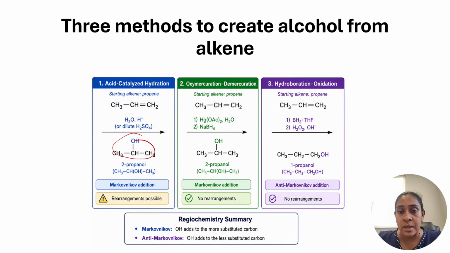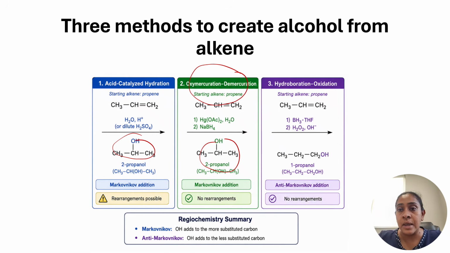The second method is oxymercuration demercuration. This reaction also gives a Markovnikov alcohol, so the OH group is added to the more substituted carbon. The reaction is carried out in two steps. First, using mercuric acetate and water, followed by sodium borohydride. Propene again produces 2-propanol. An important advantage of this method is that carbocation rearrangements do not occur.